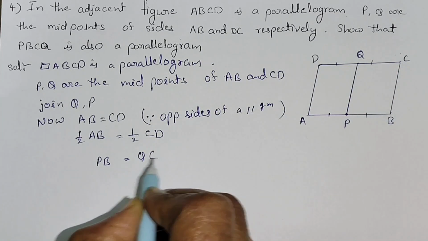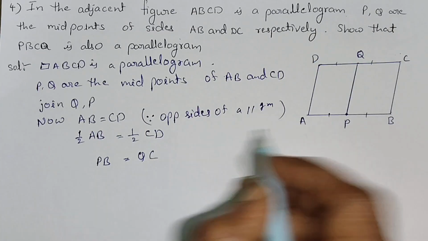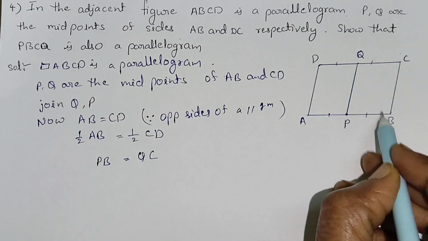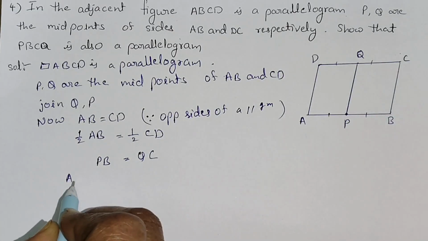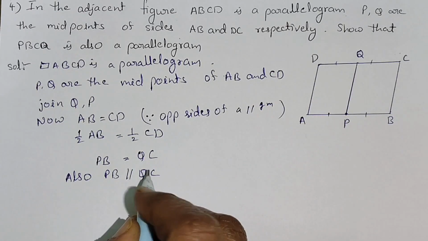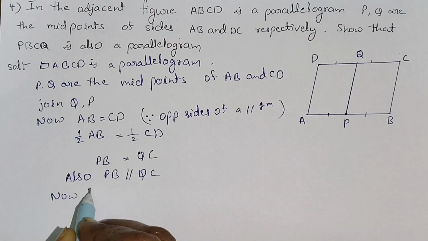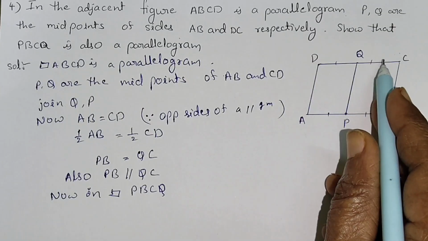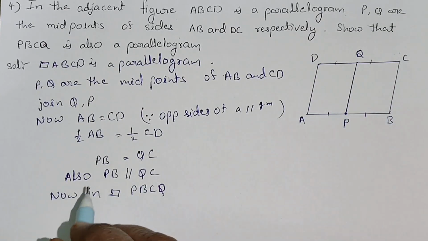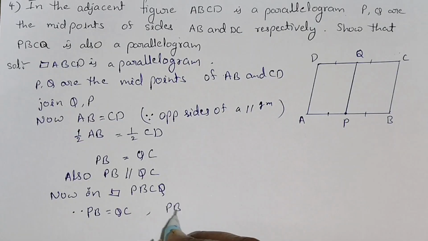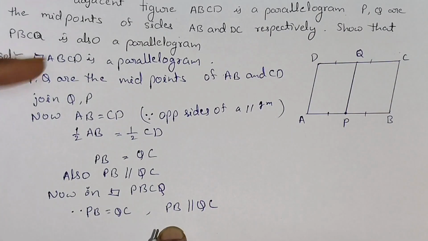So PB equals QC. Next, AB and DC are the parallel sides, so PB and QC are also parallel lines. PB is parallel to QC. So in PBCQ, PB equals QC, and PB is parallel to QC. So this is the parallelogram.